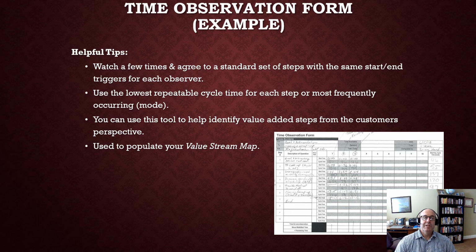Some helpful tips as we complete our observations. Watch a few times and agree to a standard set of steps with the same start and end triggers for each observer. And we want to focus on using the lowest repeatable cycle time for each step and most frequently occurring, which is the mode. So this tool, the timed observation form, can be used to help identify value-added steps from the patient or customer perspective. And the data from the timed observations are utilized to populate our value stream map.